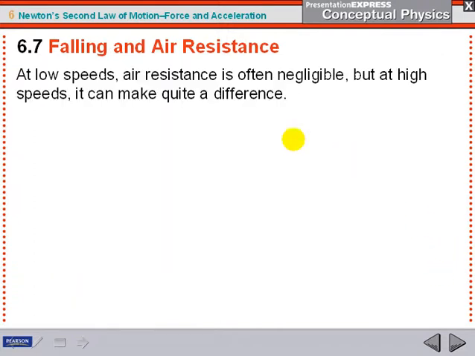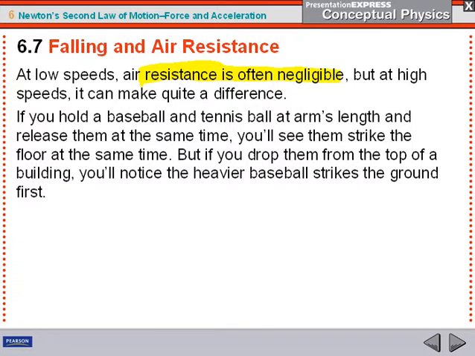At low speeds, air resistance is often negligible, but at high speeds it could make a difference. I would say for a sprinter, air resistance could be a factor, but for a distance runner, it probably doesn't make that much difference. Now, the weight of an object can make a difference in how far you drop it, because how far you drop it will determine the speed.